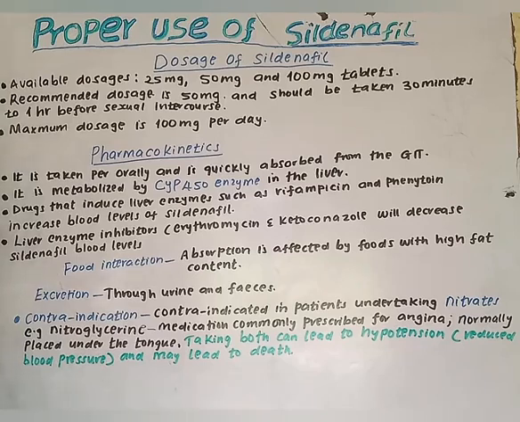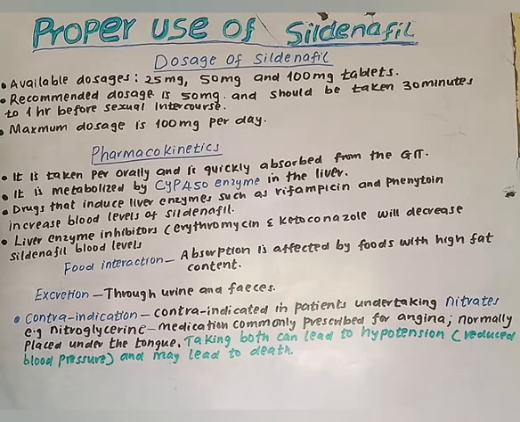Pharmacokinetics. It is taken orally and is quickly absorbed from the GIT. It is metabolized by cytochrome P450 enzyme in the liver. Drugs that induce liver enzymes such as rifampicin and phenytoin increase blood levels of sildenafil. Liver enzyme inhibitors such as erythromycin and ketoconazole will decrease sildenafil blood levels. Food interaction. Absorption is affected by foods with high fat content. Excretion. It is excreted through urine and feces.